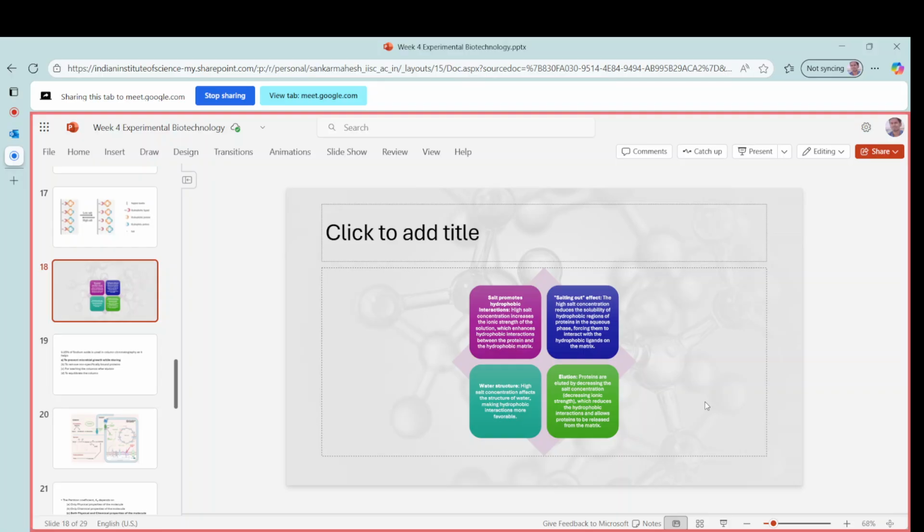Here they say that at high salt concentration, the solubility of hydrophobic regions in the aqueous phase is reduced. So now they only interact with your hydrophobic ligands, like we discussed. And one more thing: elution in hydrophobic interaction chromatography happens by decreasing the salt concentration.